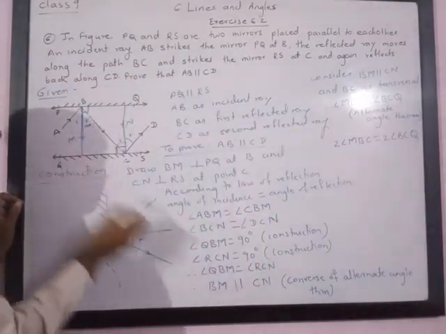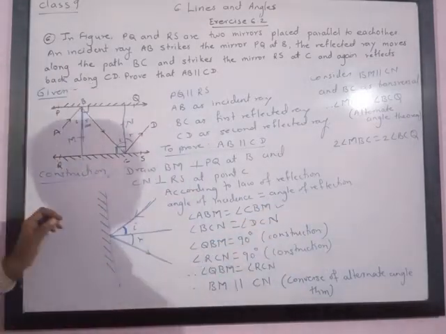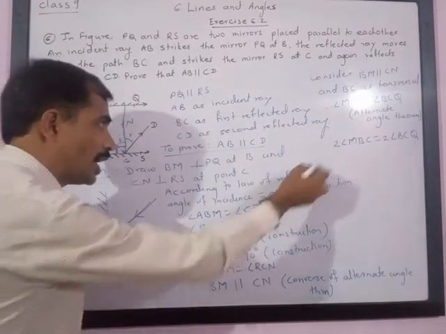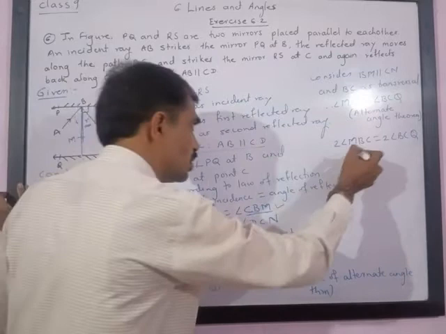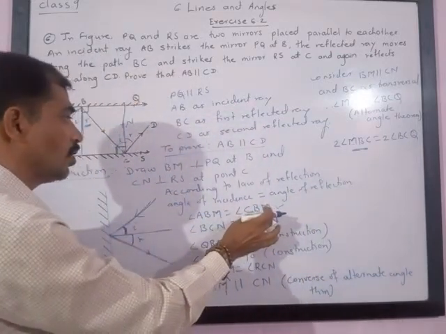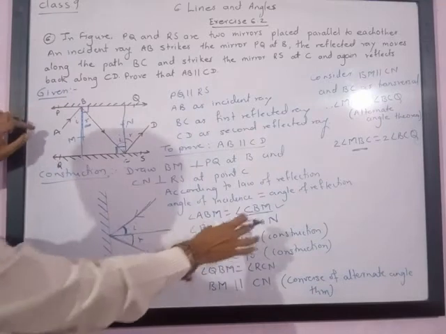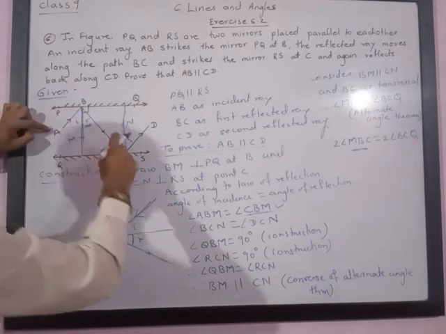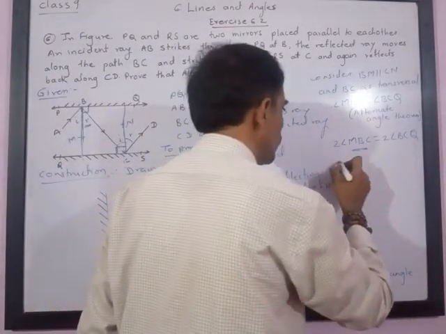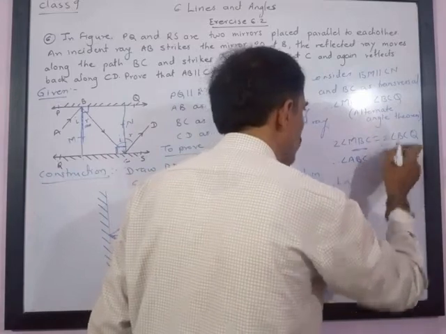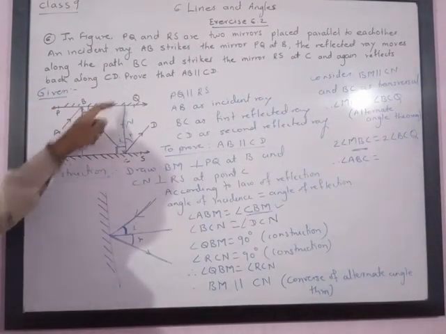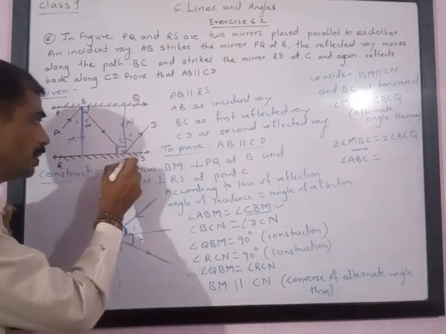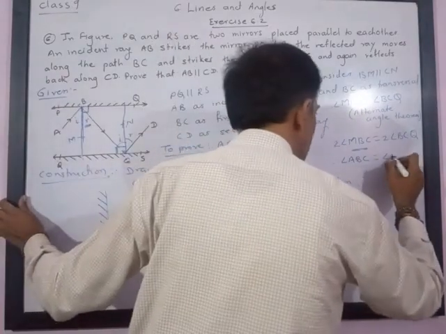Now see, we have already said the angle of incidence is equal to the angle of reflection. So twice CBM and twice MBC are one and the same. Twice MBC is equal to angle ABC, and twice angle BCQ is equal to angle BCD. Since these two are equal, we can say angle ABC is equal to angle BCD.